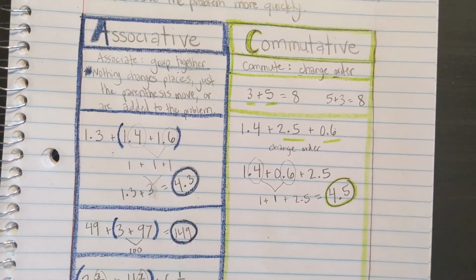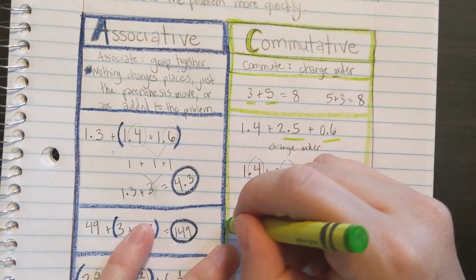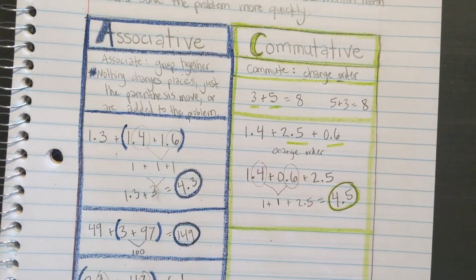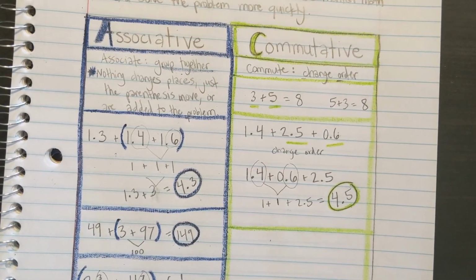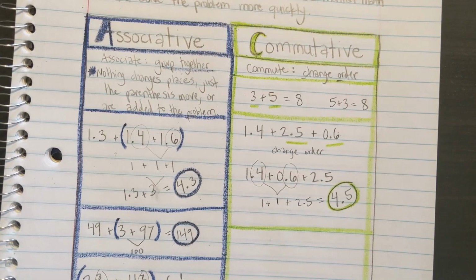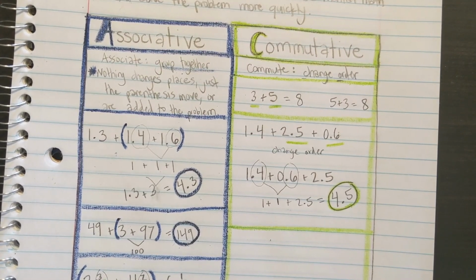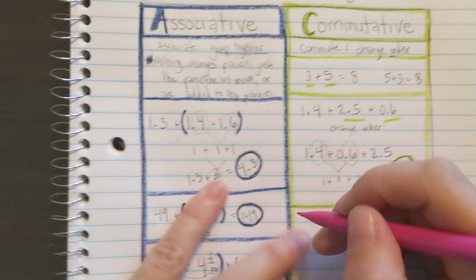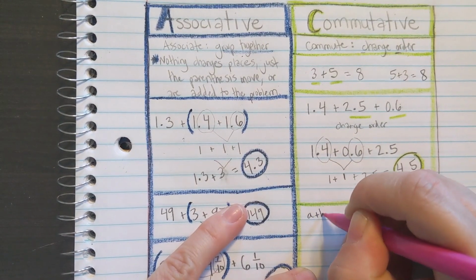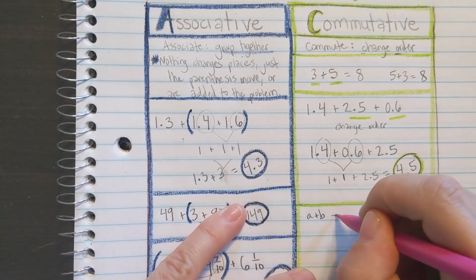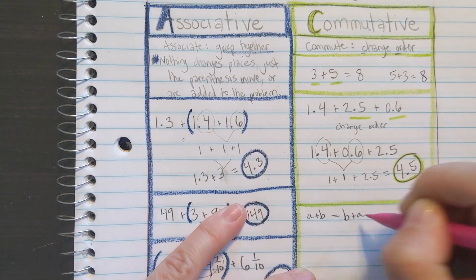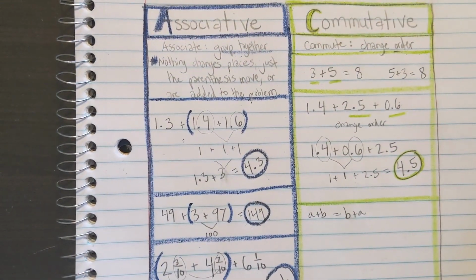One thing you need to learn about the commutative property, so we'll draw a line under this one. One other thing you need to learn about the commutative property is that what it means is just A plus B is the same as B plus A. Okay? Do you think you could write that to the side? A plus B equals B plus A. It's the same thing. You're just changing the order.